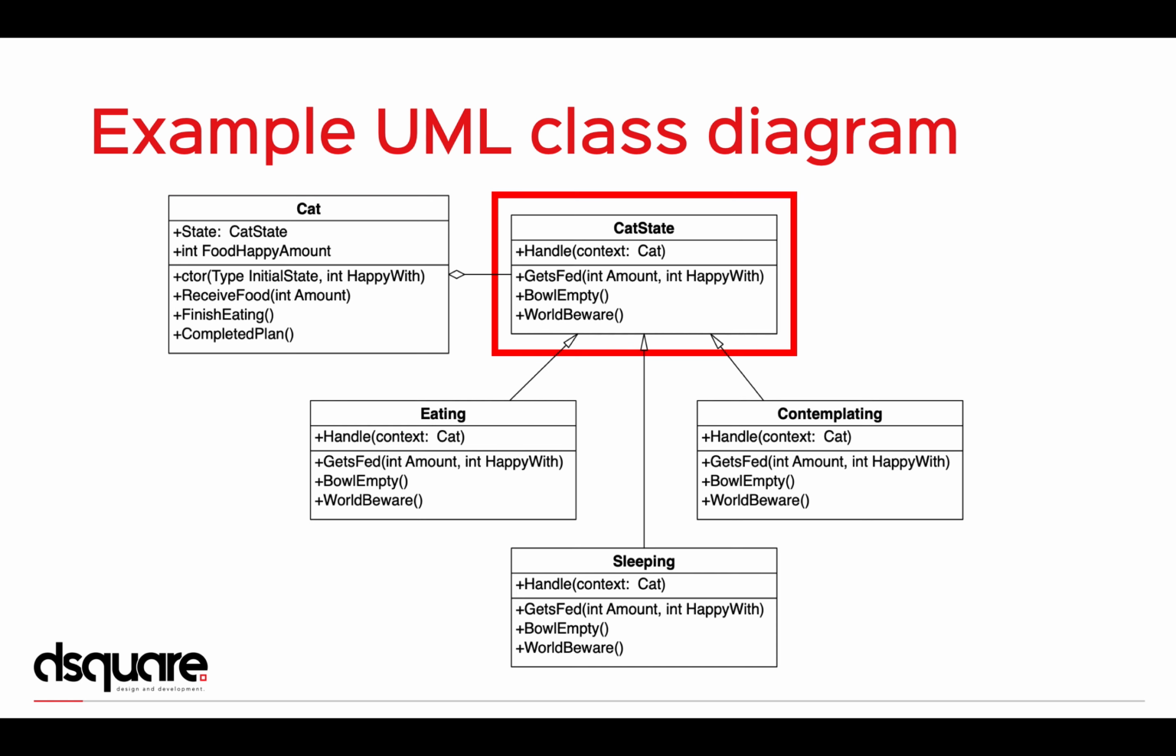Remember that this pattern uses the cat state as an abstract basis for inheritance. So the cat state that we are going to create is going to be an abstract class.